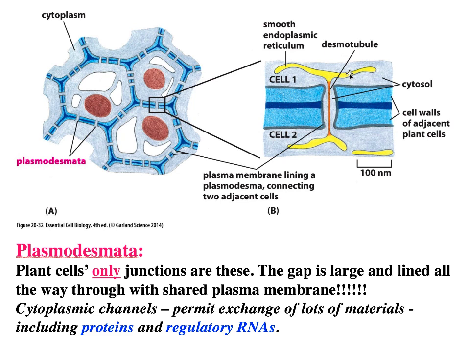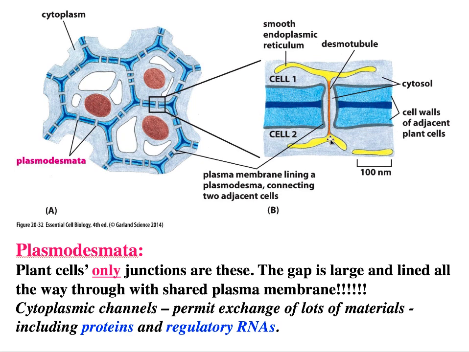Because plant cells are immobile, how do you transmit knowledge from the roots, say, to the tips of the leaves? Well, one way is to pass that information through the plasmodesmata of neighboring cells until you reach that location.